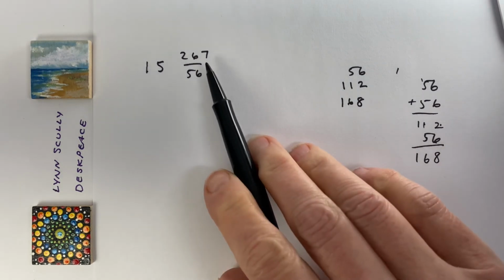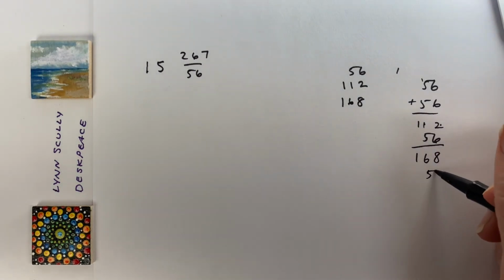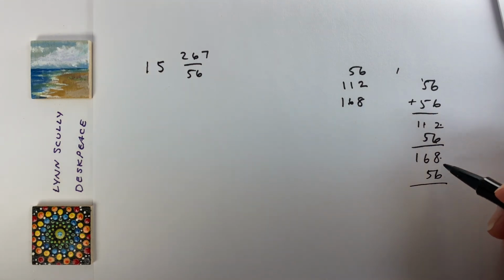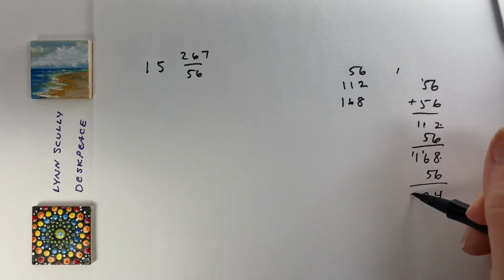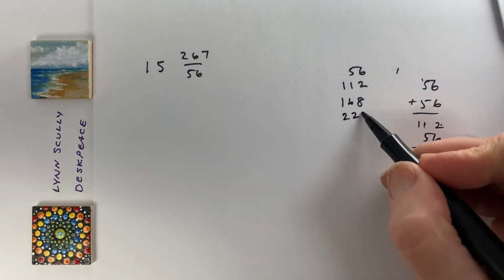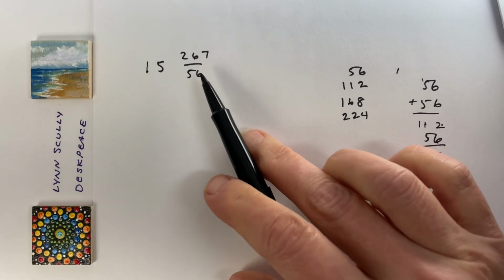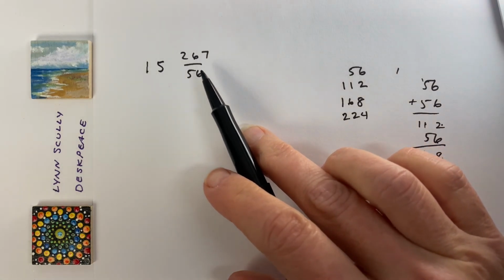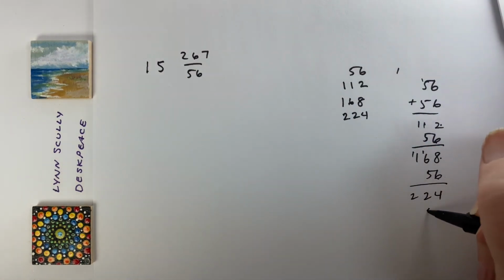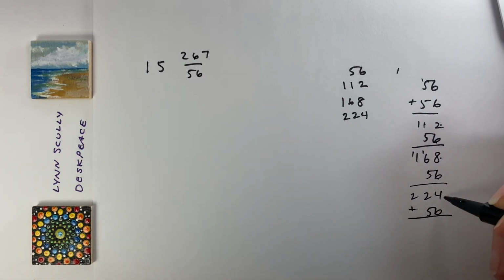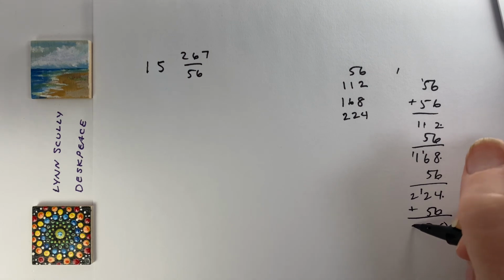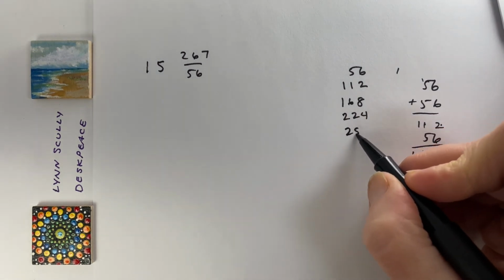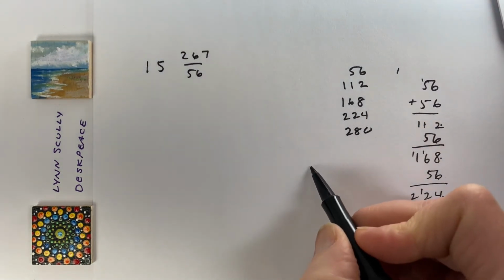But I'm not close to that 267. Add another 56. 8 plus 6 is 14. Carry the 1. 7 and 3 is 12. Carry the 1. 224. I am so close, but I might as well do the last one because I'm going to have to multiply and minus it anyway. Another 56. 4 plus 6 is 10. Carry the 1. 8, 2. 280.